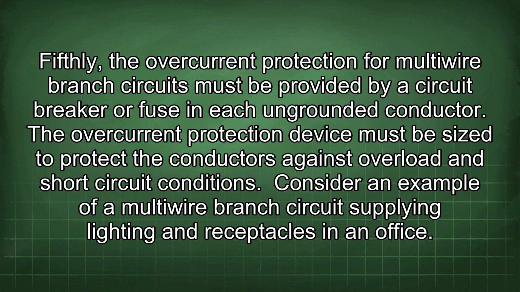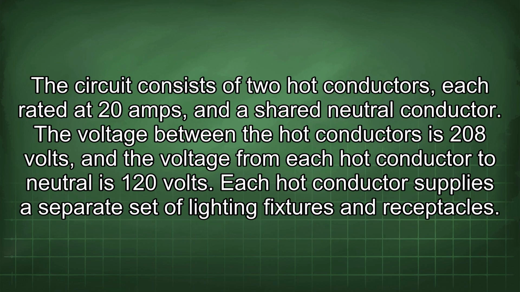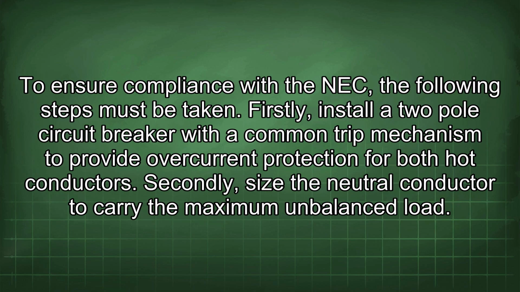Consider an example of a multiwire branch circuit supplying lighting and receptacles in an office. The circuit consists of two hot conductors, each rated at 20 amps, and a shared neutral conductor. The voltage between the hot conductors is 208 volts, and the voltage from each hot conductor to neutral is 120 volts. Each hot conductor supplies a separate set of lighting fixtures and receptacles. To ensure compliance with the NEC, the following steps must be taken.